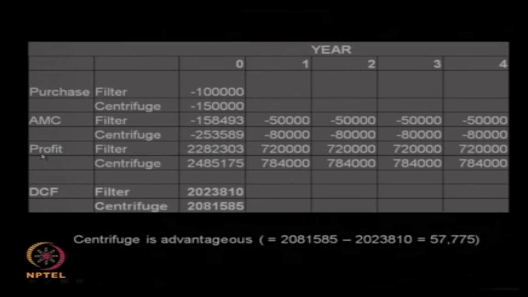Now let us look at the profits. In profits, as I said, I have put positive, whereas if I am spending money I am putting it as negative.